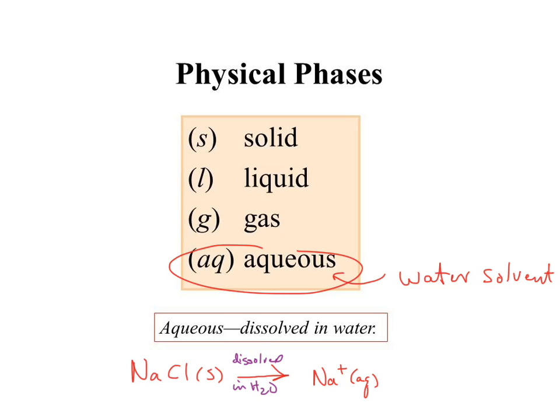How do we know that? Because it's a 1A element. If you dissolve salt in water, this is what you're going to get. And then it's going to produce Cl minus, or minus 1. Also, it's going to be AQ.